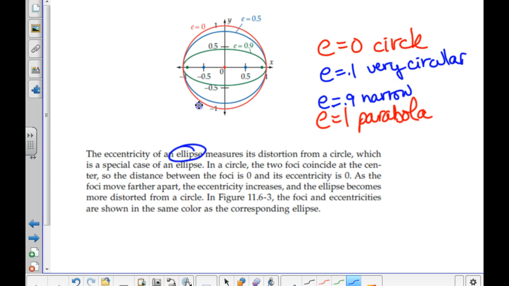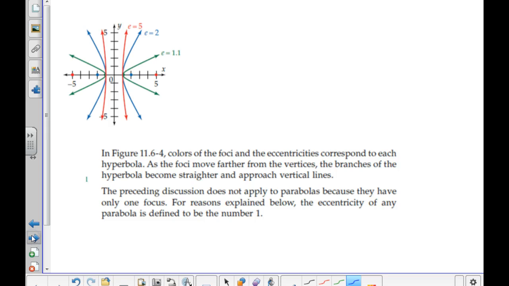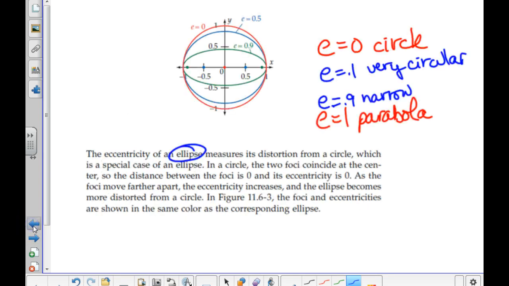They're supposed to be color-coded on your paper, and it's hard to tell what's what. I will highlight down here, it says, in a circle, the two foci coincide, so the eccentricity is 0. As the foci move further apart, the eccentricity increases and the ellipse becomes more distorted from a circle.